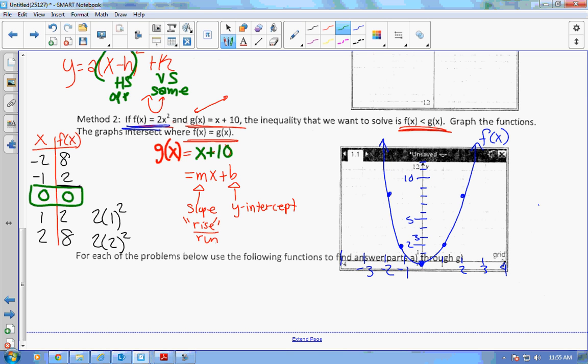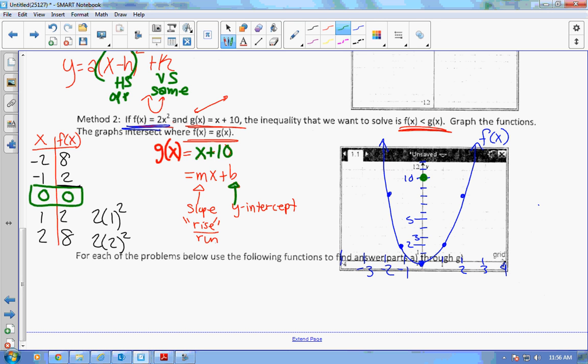We need to start with the y-intercept. Toby, what's the y-intercept? What's in the B position in the function above? 10. Okay, so put a nice solid point on 10 on the y-axis because it's a y-intercept. It should be on the y-axis. From there, we use the slope to get more points.